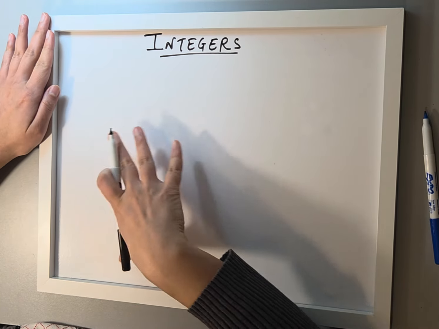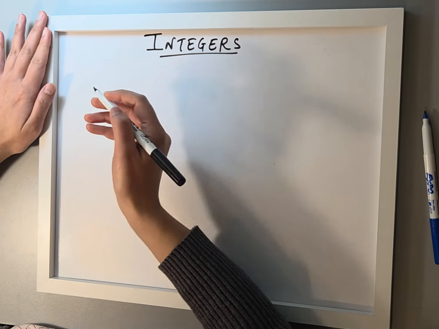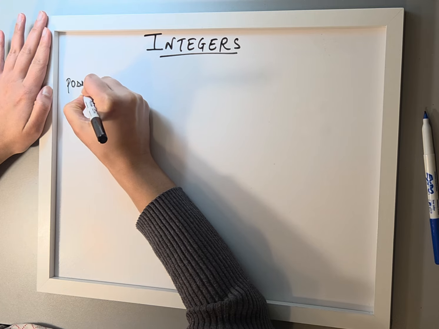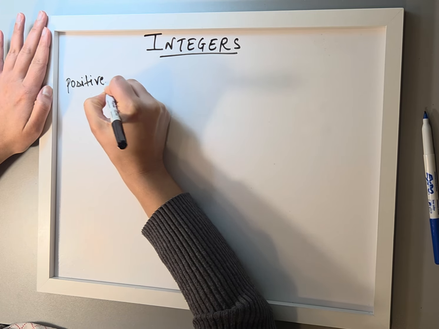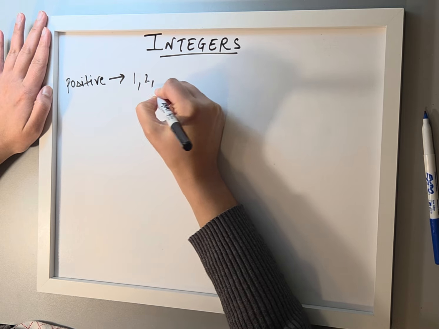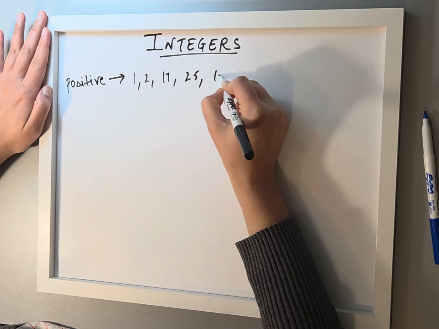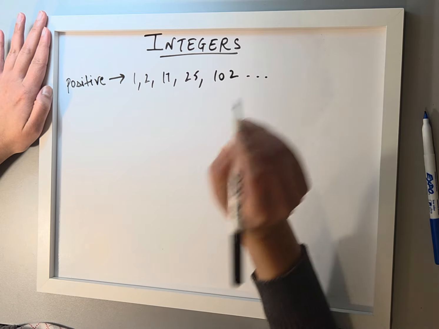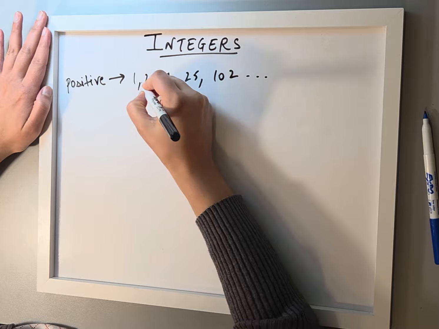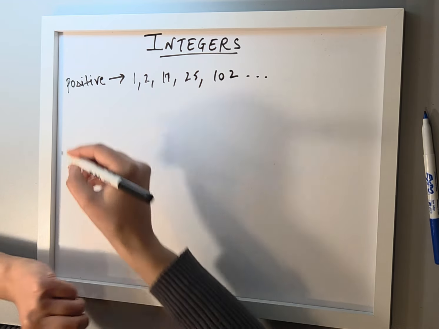So until now we've mostly dealt with positive numbers. So what do you mean by positive numbers? They are the normal numbers that we use: 1, 2, 17, 25, 102 and so on. Now, the numbers are not just limited to the positive numbers, we also have negative numbers.